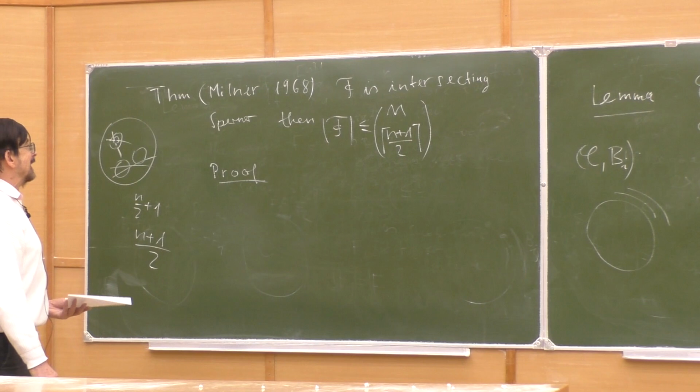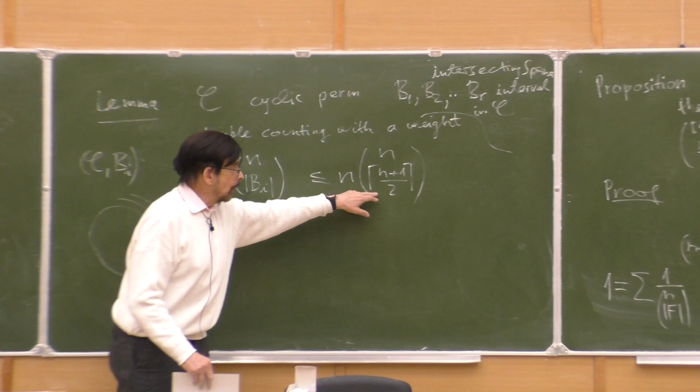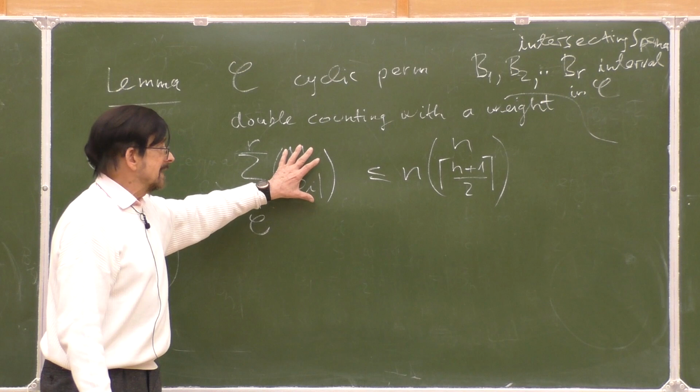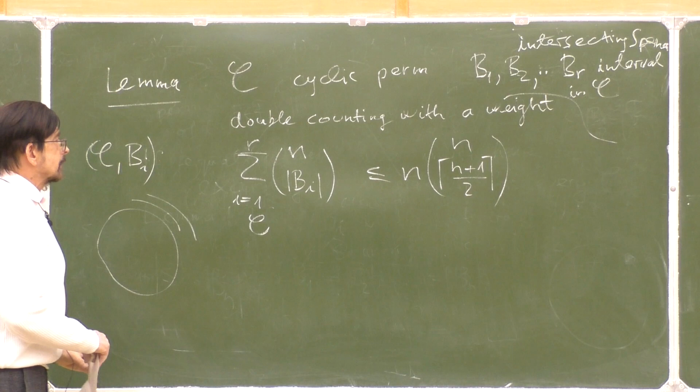Okay, so you see, when R is n, and we have all sets of this size, then all of these terms will be equal to this one. And since this is n, we have equality. So we can reach this. So we have to prove that we cannot have more than this.